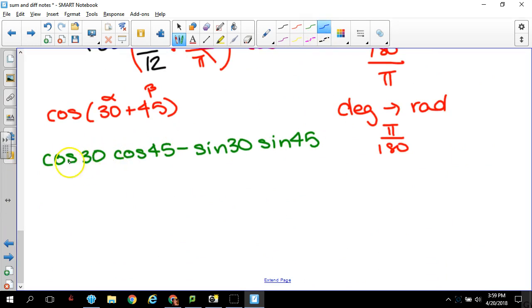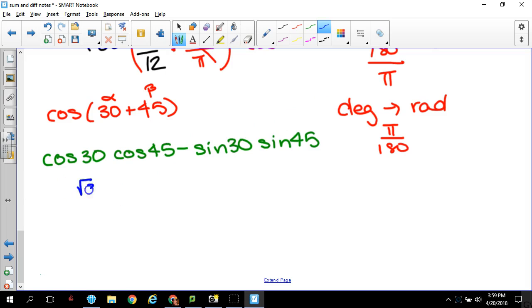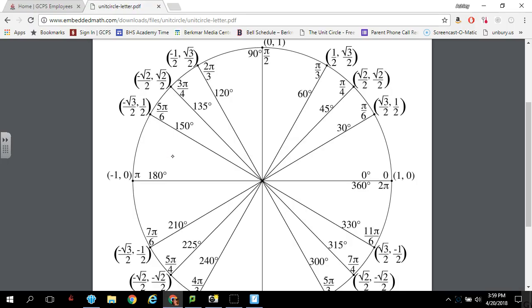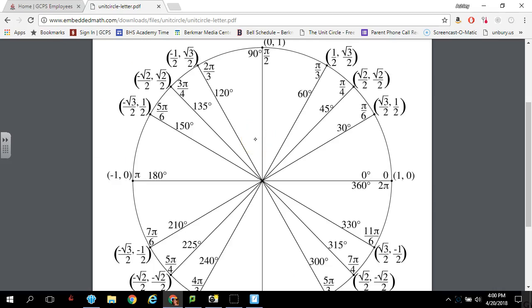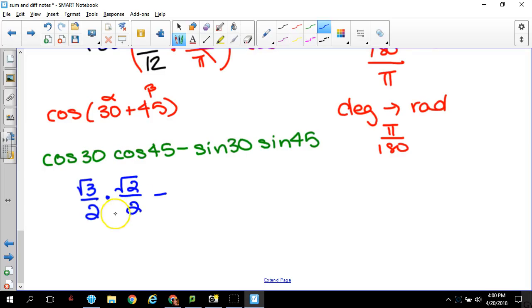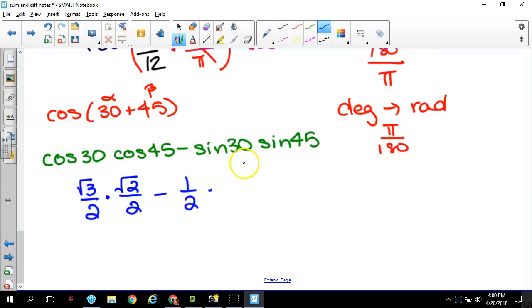So now I'm going to go to my unit circle, cosine 30. At 30, cosine is square root 3 over 2. Cosine at 45 is square root 2 over 2, minus sine at 30, which is 1/2, times sine at 45, which is also square root 2 over 2.